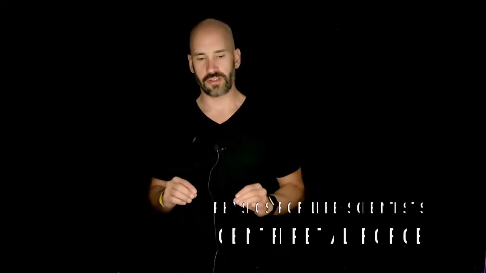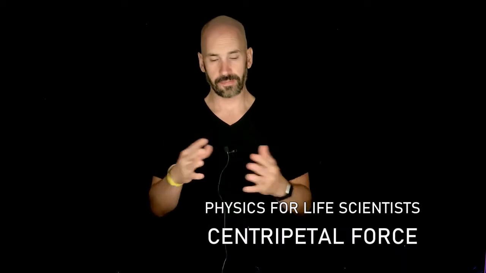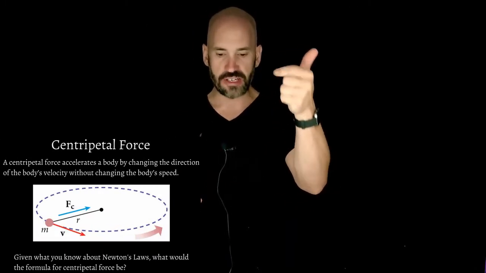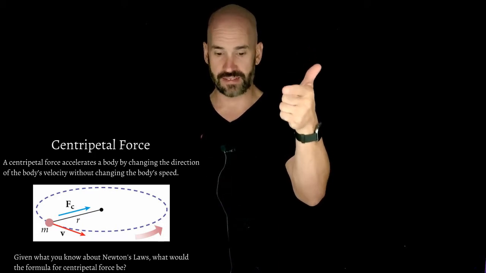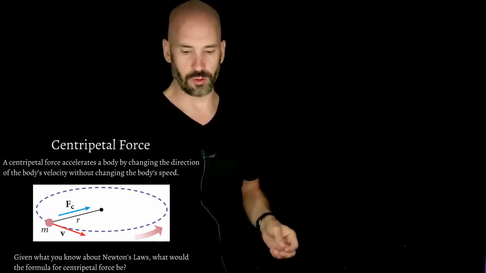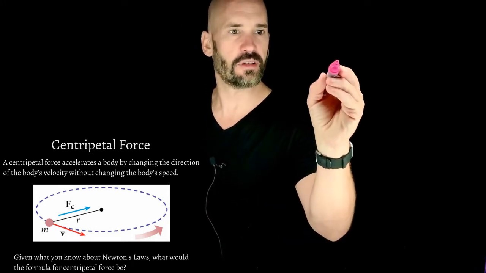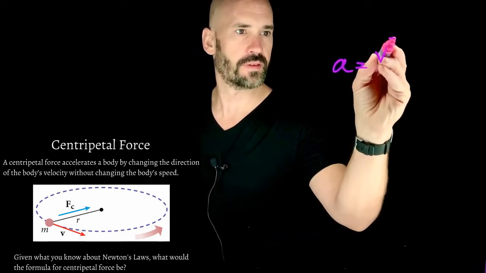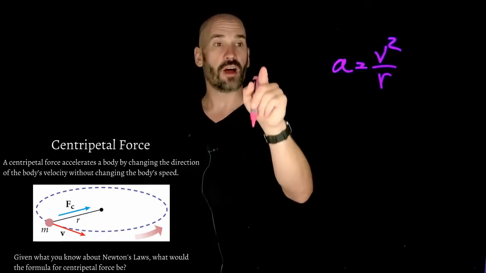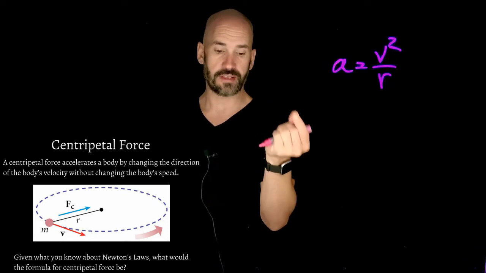So now we're going to move a little bit away from centripetal acceleration and focus in on centripetal force. The classic textbook definition of centripetal force is a force that accelerates a body by changing the direction of the body's velocity without changing the body's speed. So it's kind of like what we were talking about before, where you still have an acceleration even though speed is constant, because the direction of the velocity keeps changing.